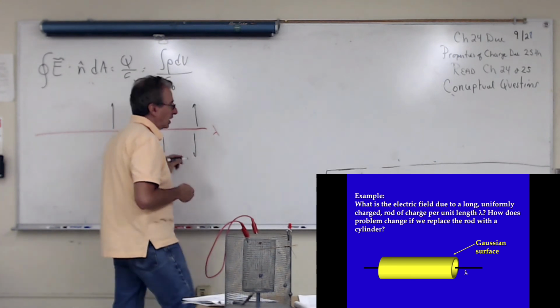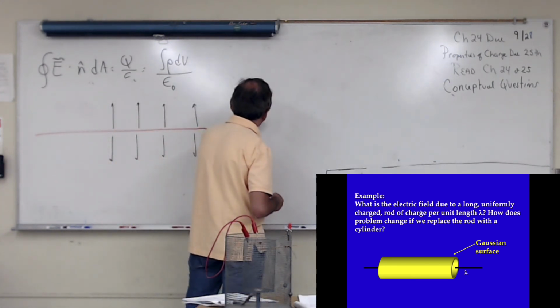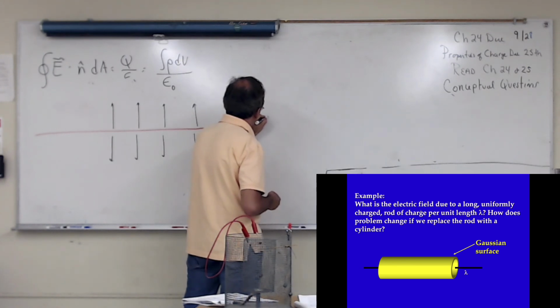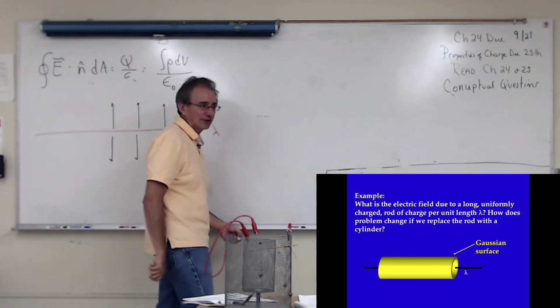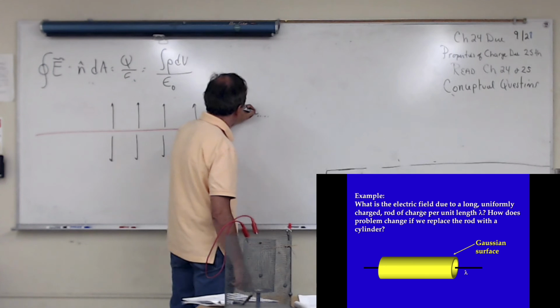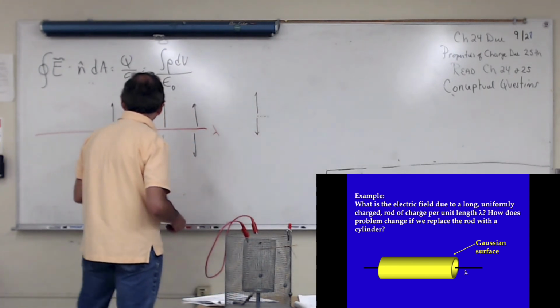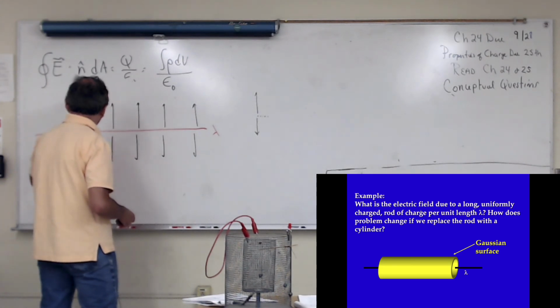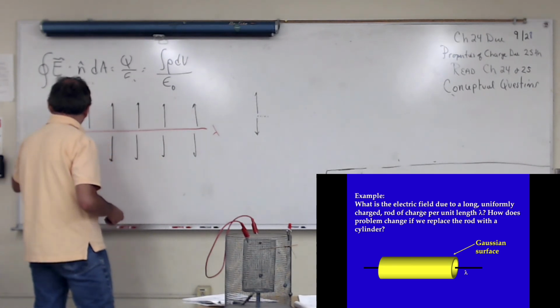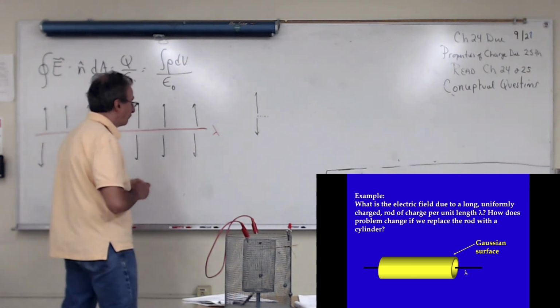Think of a line of charge as being a bunch of point charges stuck together. Try to draw field lines of a bunch of point charges stuck together. You're just going to get something like this. Okay? So let's draw the field lines. And so I want to find the field due to this.